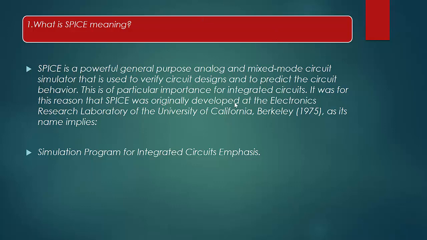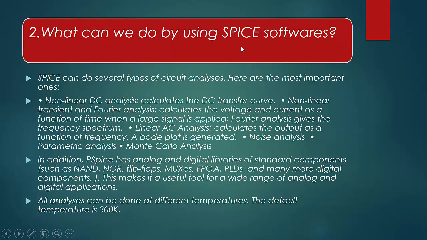Second, what can we do by using SPICE software? SPICE can do several types of circuit analysis, and here are the most important ones. Nonlinear DC analysis calculates the DC transfer curve. Nonlinear transient and Fourier analysis calculates the voltage and current as a function of time when a large signal is applied. Fourier analysis gives the frequency spectrum, and linear AC analysis calculates the output as a function of frequency. A Bode plot is generated, and there is also noise analysis, parametric analysis, and Monte Carlo analysis.